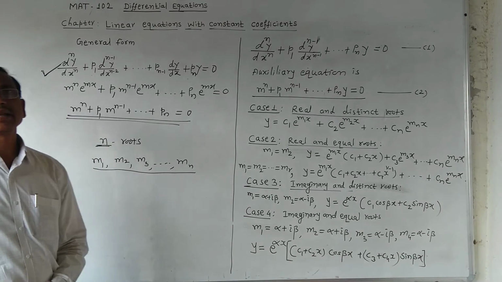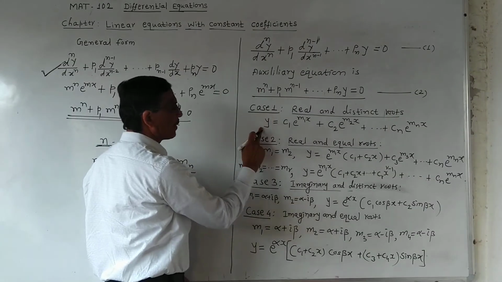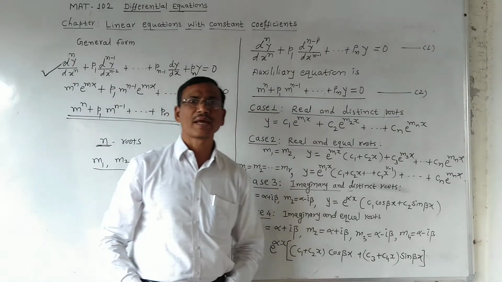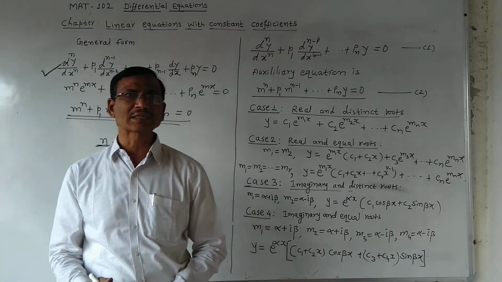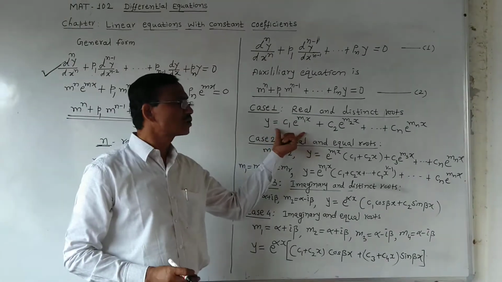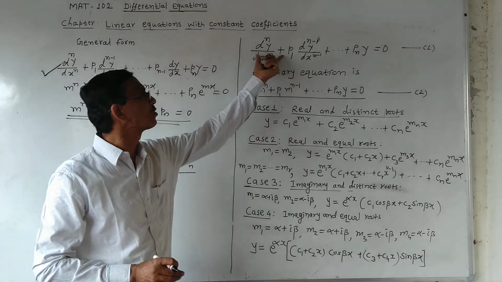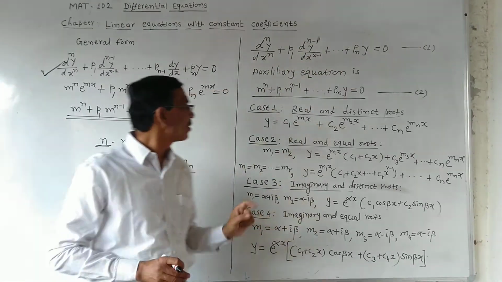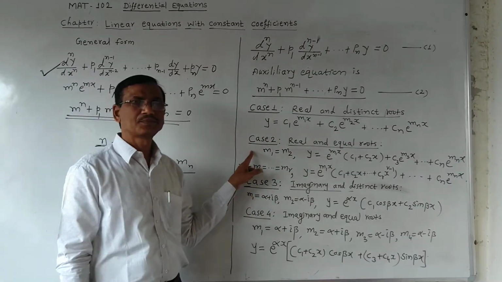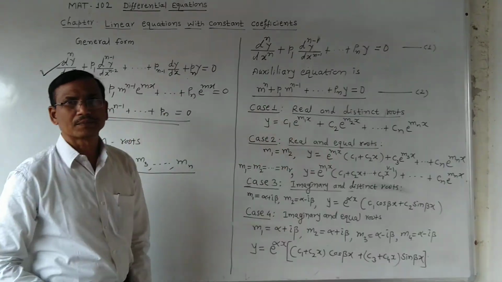If all roots are real and distinct, then the solution of equation 1 is given by y = c1 e^(m1 x) + c2 e^(m2 x) + and continuing like this up to the last root, cn e^(mn x). This is the solution of the nth order linear differential equation with constant coefficients when the right hand side is 0, when roots are real and distinct. In the second case, we shall consider the roots are real and equal.